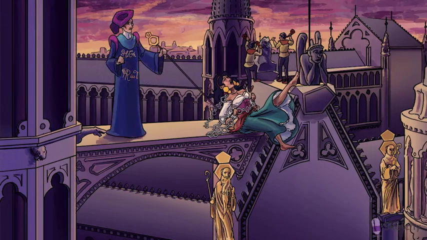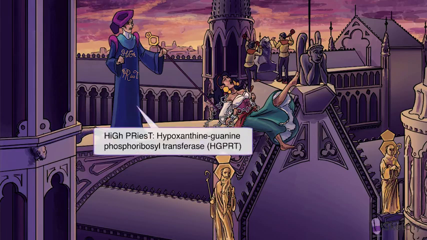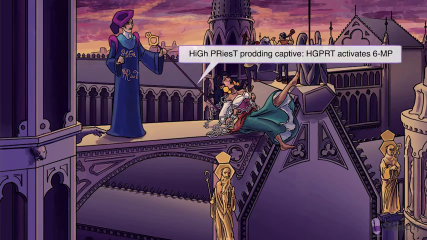It turns out that 6-MP is inactive in its parent form and must first be converted by hypoxanthine guanine phosphoribosyl transferase, or HGPRT, into its many active metabolites. Notice that H, G, P, R, and T are emphasized on the high priest's vestments, and that he's aggravating, or activating, if you will, his gypsy captive. Let it remind you of HGPRT activating 6-mercaptopurine.